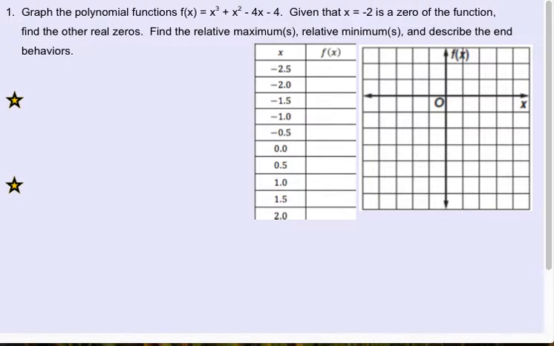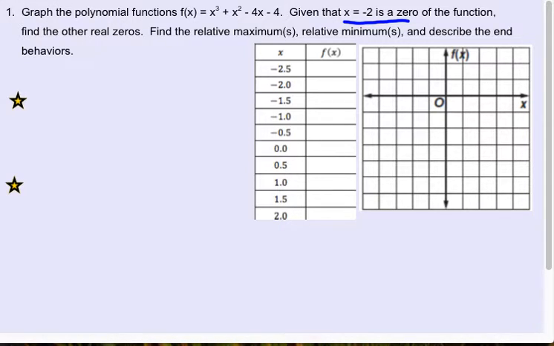What else do we have here? Oh, let's actually graph one now. This is number 1. It's the last thing we're going to go over for this particular video. There's a lot going on, so I'll try and explain it the best I can. Graph the polynomial function f of x equals x cubed plus x squared minus 4x minus 4. Given that x equals -2 is one of our zeros, that means it crosses the x-axis at -2. Find the other real zeros, find the relative maximums, relative minimums, and describe the end behaviors.